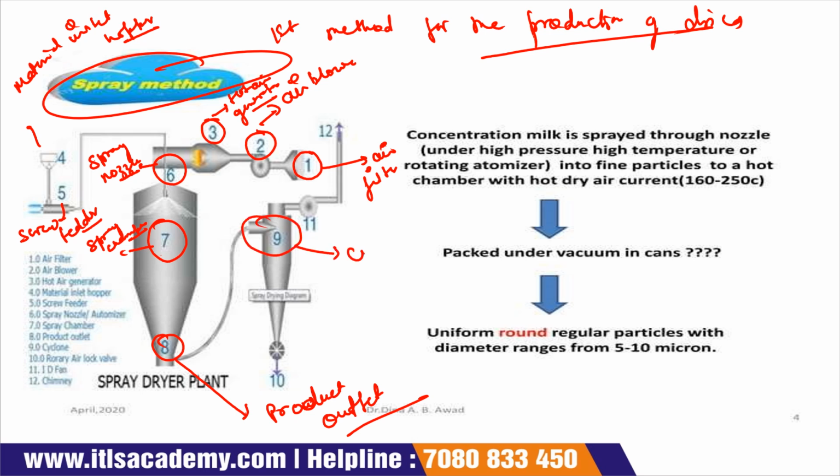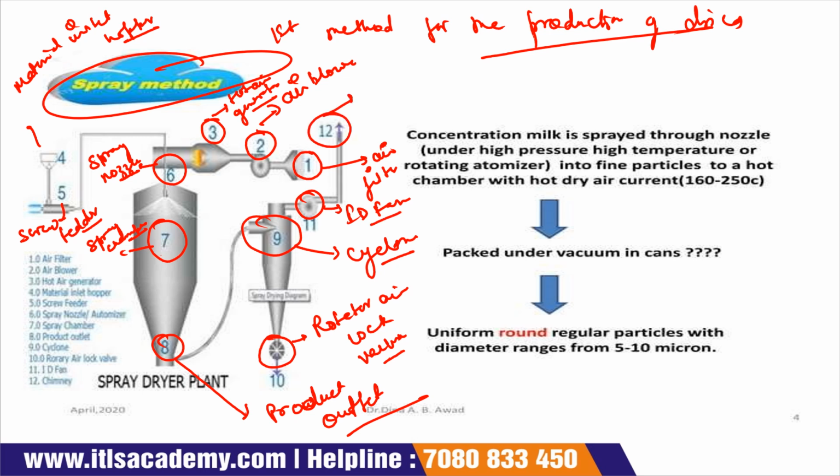This is your cyclone. Then tenth is your rotary air lock valve. This is your rotary air lock valve. And eleventh is your ID fan. And twelfth is your chimney. So this is the instrument of spray drying.